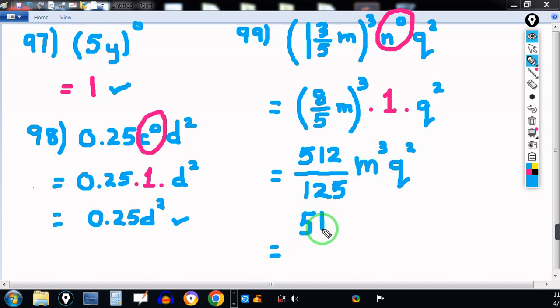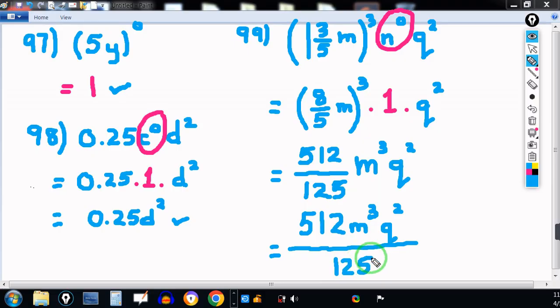5, 1, 2. You can write this as m cube, which they are, q squared, and everything is divided, and you just put 1 to 5. You are 100% correct, this way or that way. No worries, okay? That's 99.